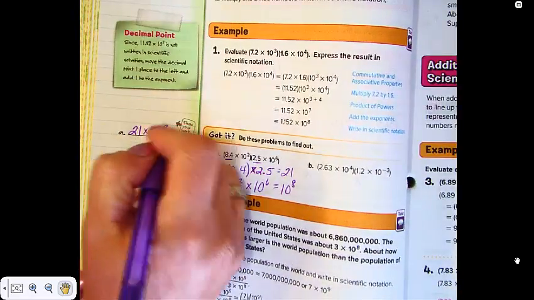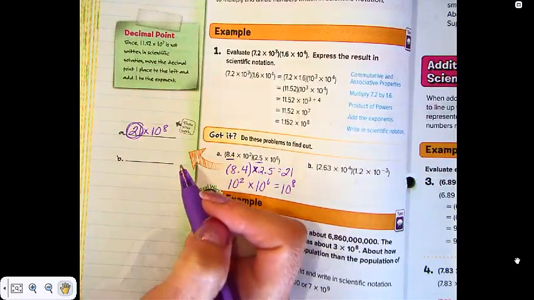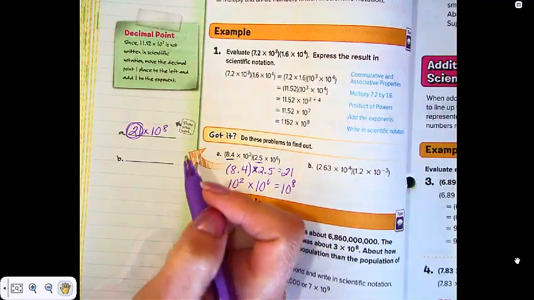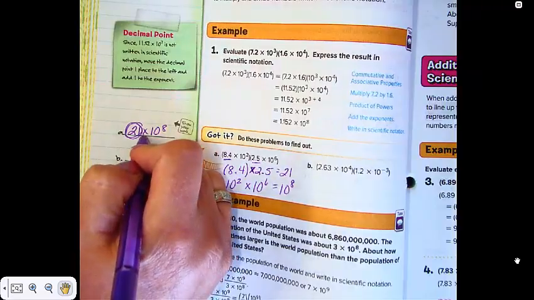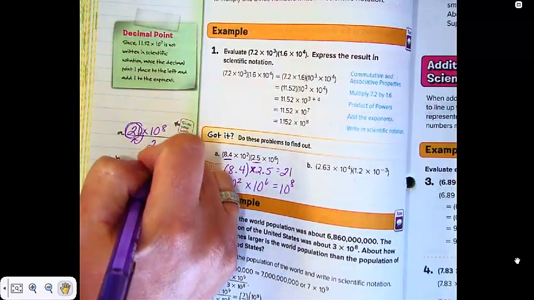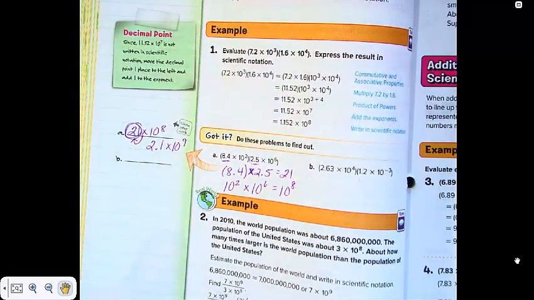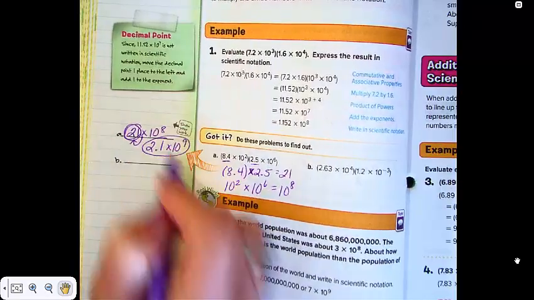Now, when I'm doing scientific notation, I don't want a number in the 10 spot. I want a number in the ones place only. So I'm actually going to have to move this decimal to the left one more place. So it becomes 2.1 times 10 to the 9th. And that would be your final answer.